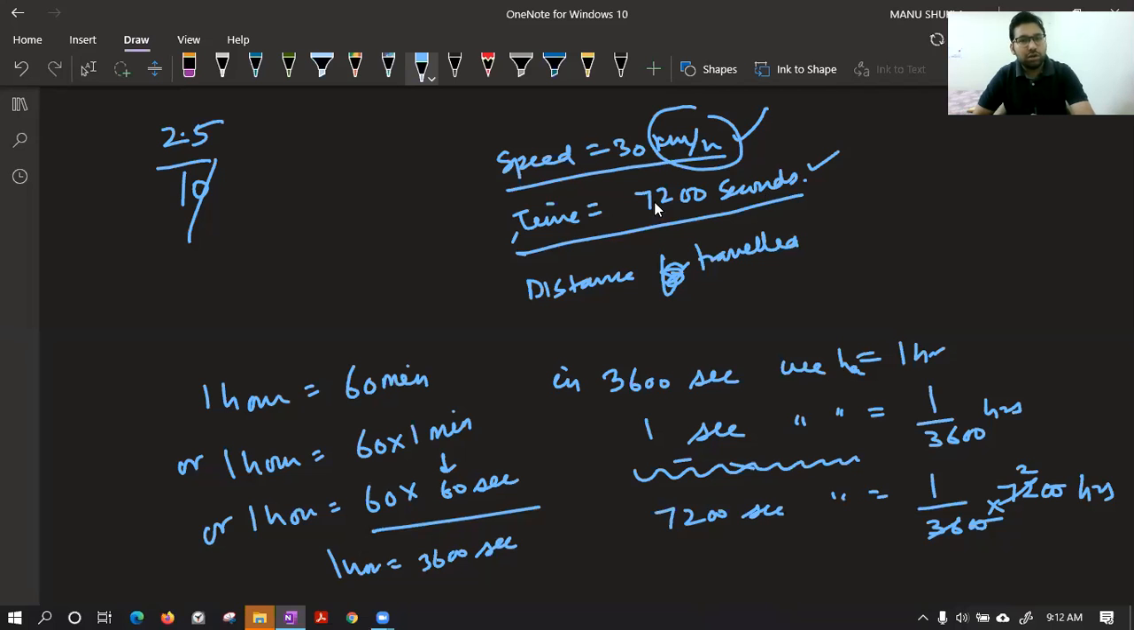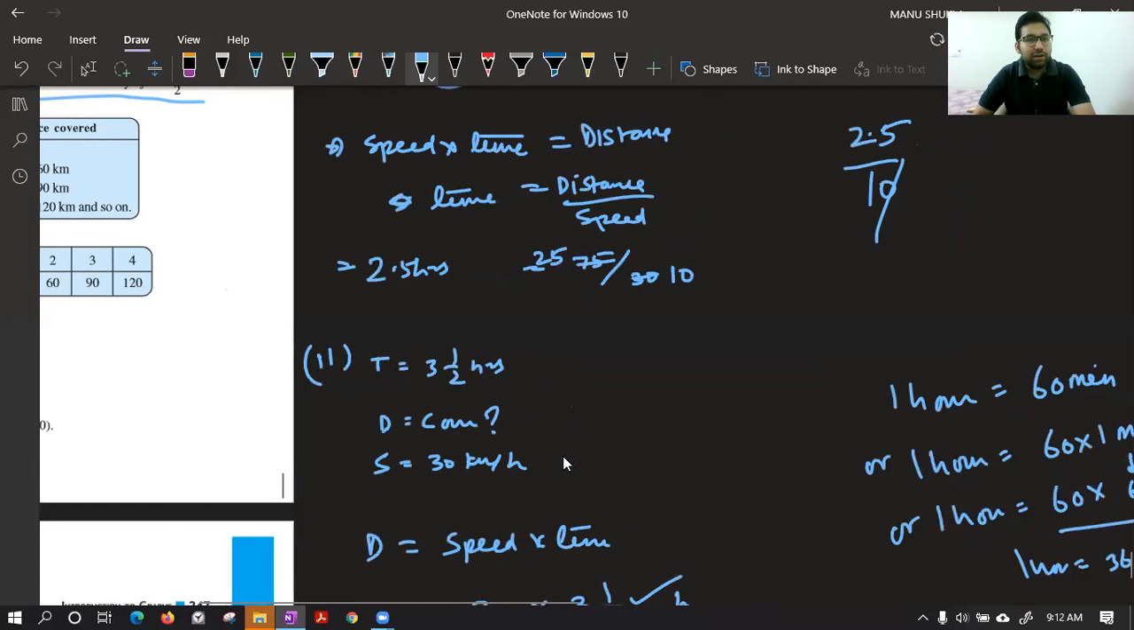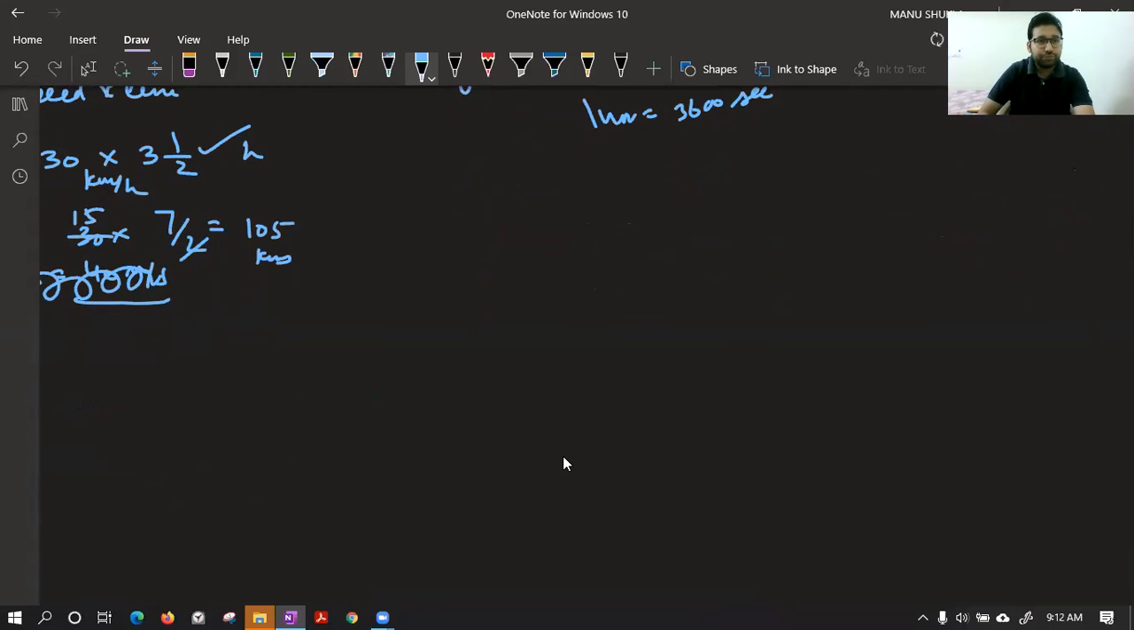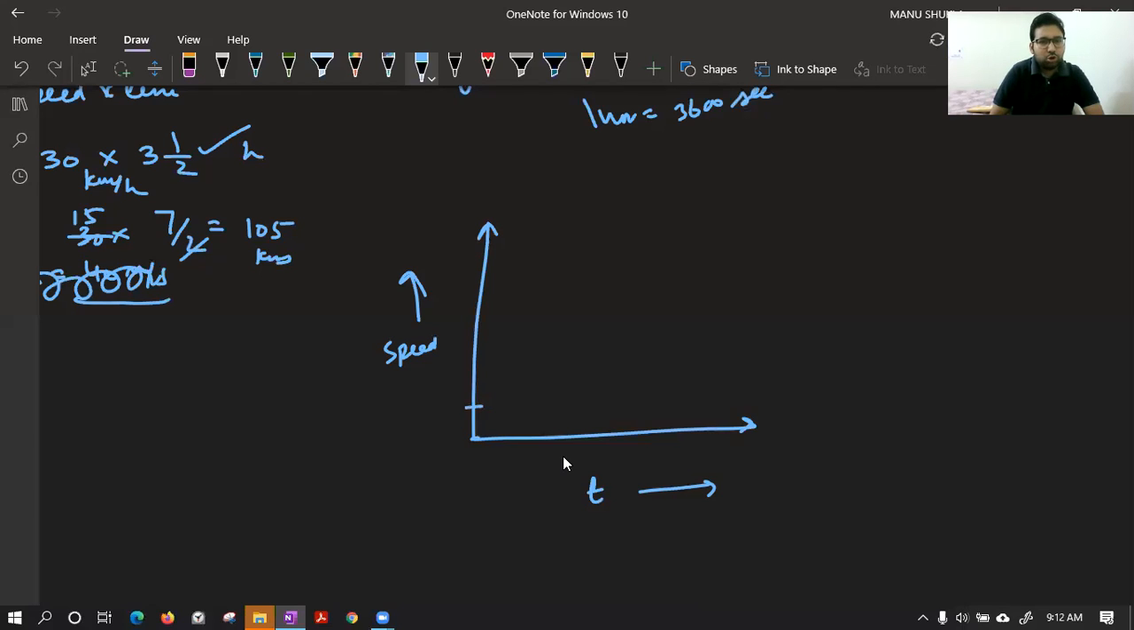Okay. Now, Ananya was asking about the distance time graph if speed is constant. Let me show you. Graphs can be of many types. If you have a graph in which time and speed are there, what will happen? Because the speed is fixed at 30, you will get a line like this. Are you able to understand this thing?